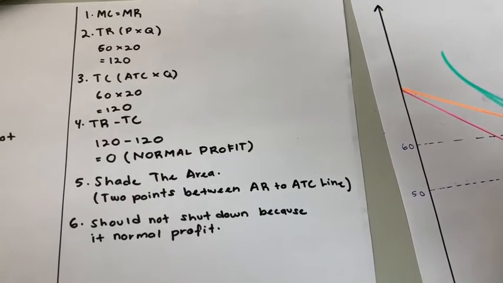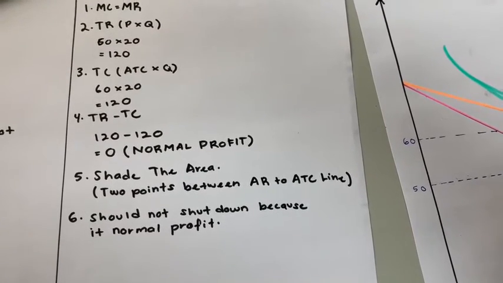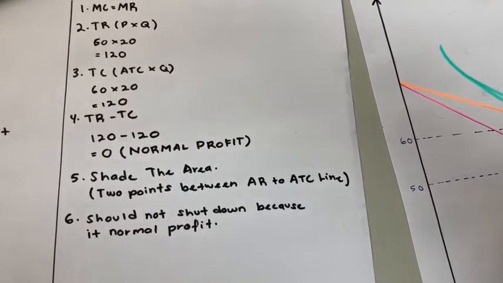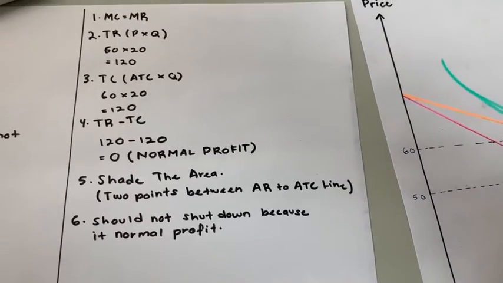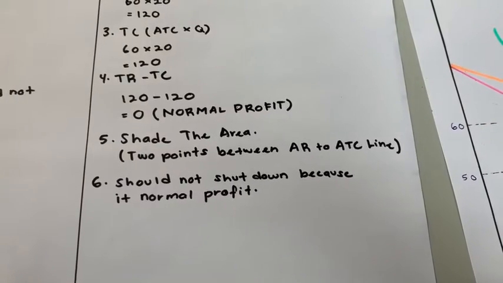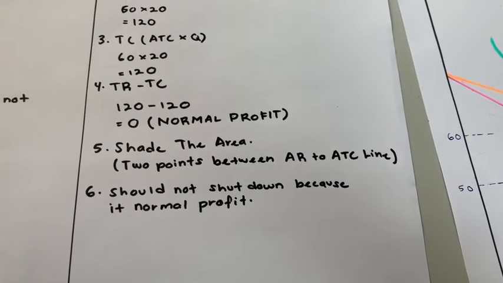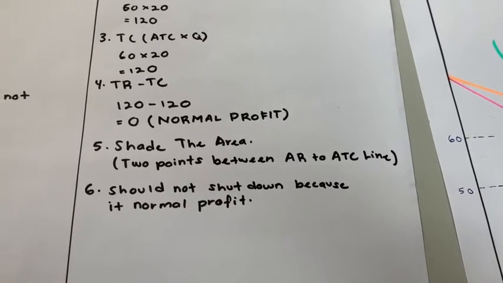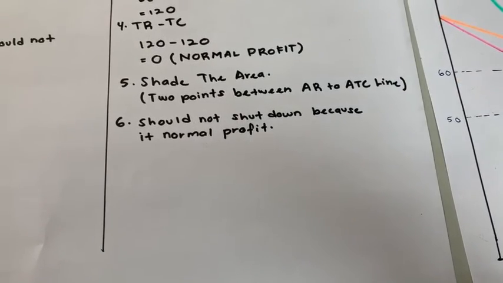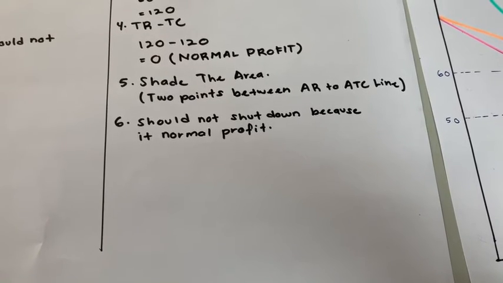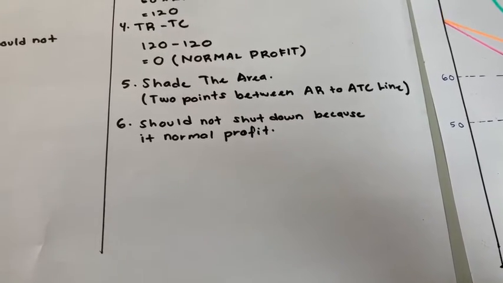So TR minus TC equals 0. So normal profit. For this question, to shade the area, you have to notice the 2 points between AR and ATC. The firm should not shut down because it is normal profit.